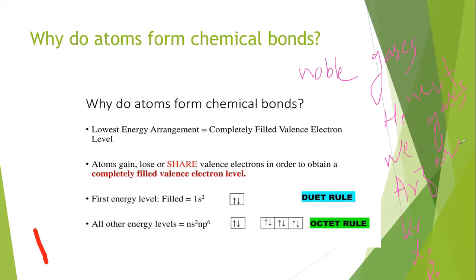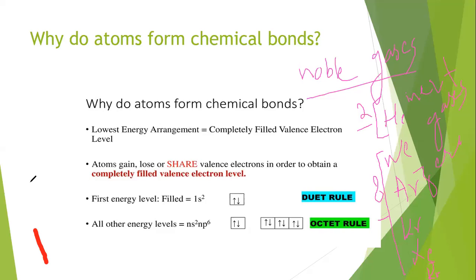These noble gases have 8 electrons in their valence shell from neon to radon, and 2 electrons in the atom of helium. So atoms want to attain the electronic configuration of these noble gases, meaning they want to have 2 electrons in their outermost shell or 8 electrons in their outermost shell.